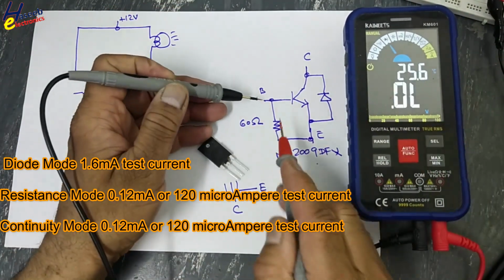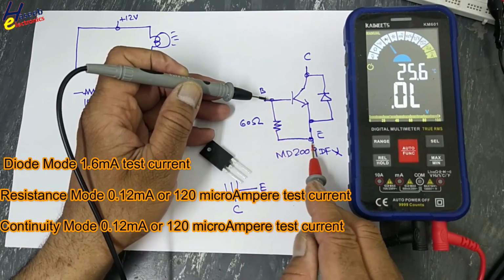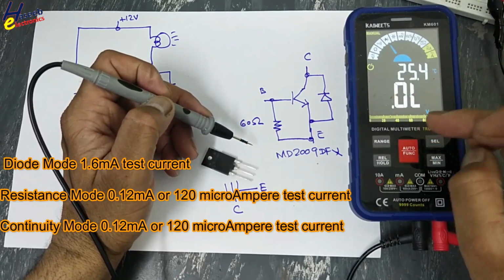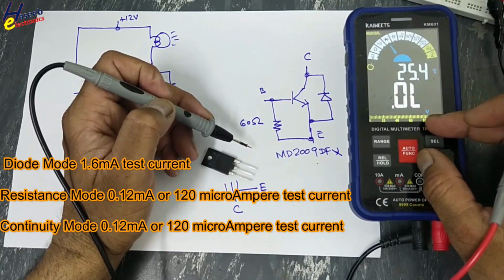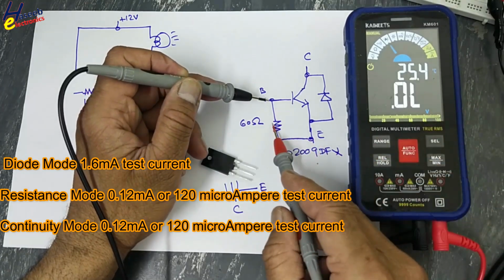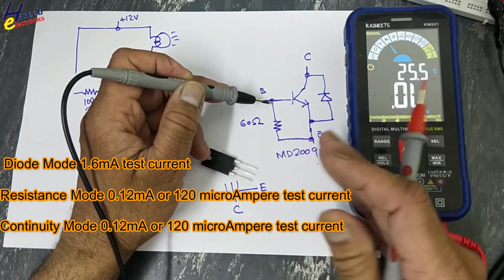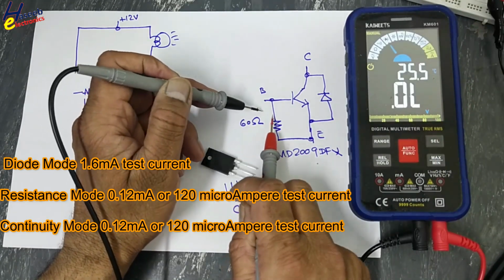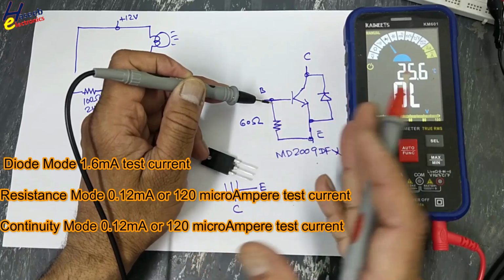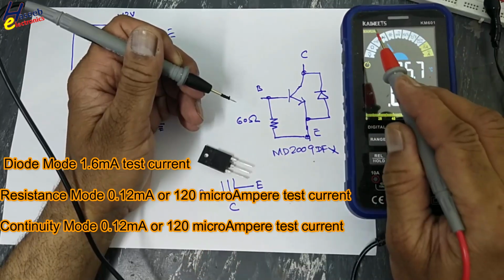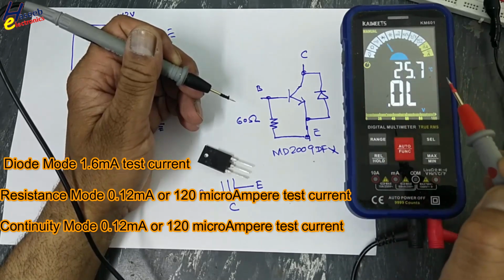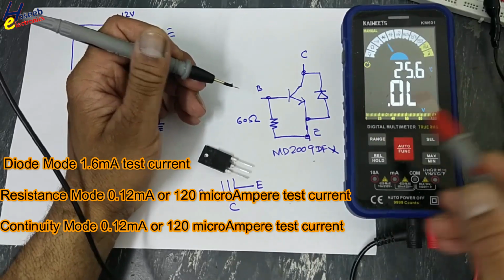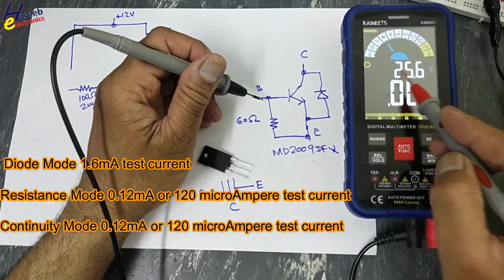When we apply low current, this resistor makes a voltage divider network with the resistors present in this test instrument. At low current, a few millivolts will drop and it will convert that value to measure this resistance. That is the reason it is showing 60 ohm or near 60 ohm resistance. So this difference in the test signals, 0.12 milliampere and 1.6 milliampere, is causing different values to show.